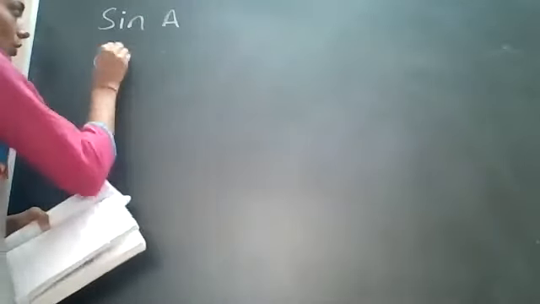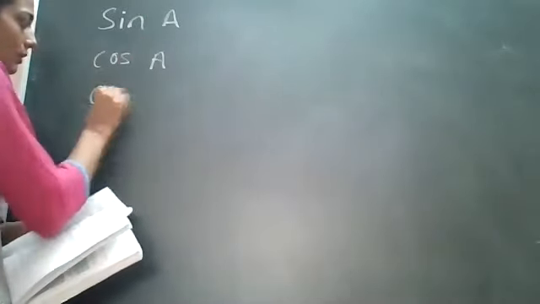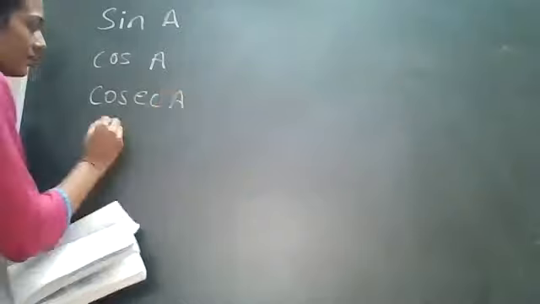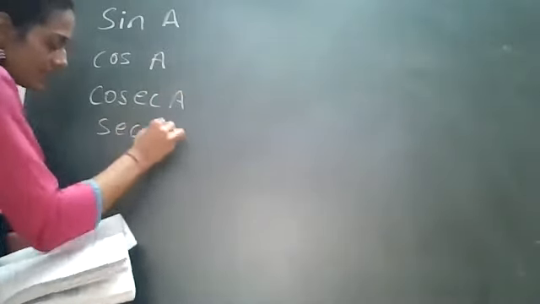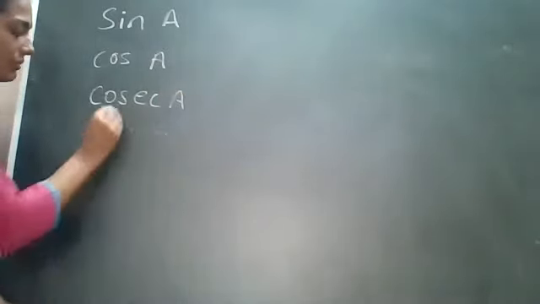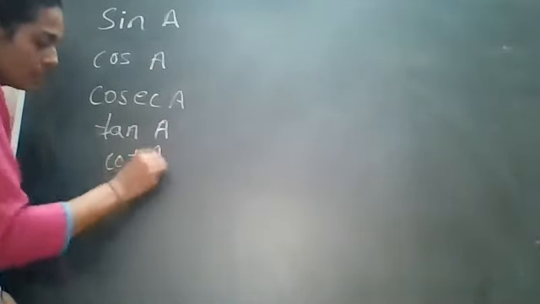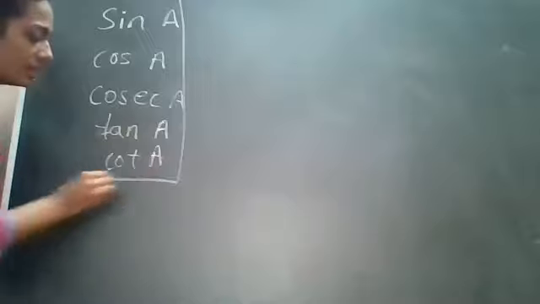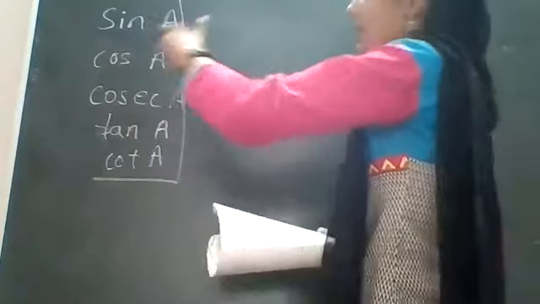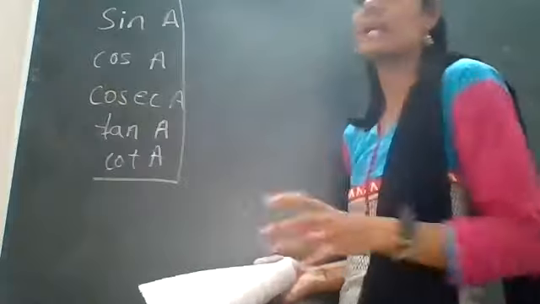So we have to find out here sin A, cos A, cosec A, sec A, that is given, right? So sec A we don't want to find. We have to find out tan A, and here we have to find out cot A. So these are the other trigonometric ratios regarding angle A. Now we want to find out all the terms in sec A.